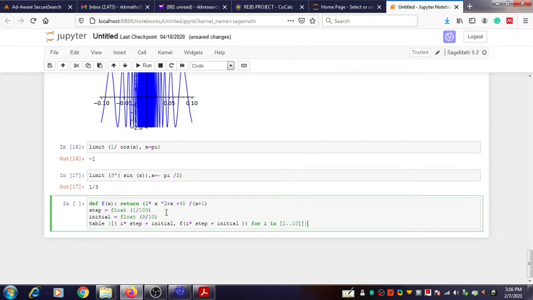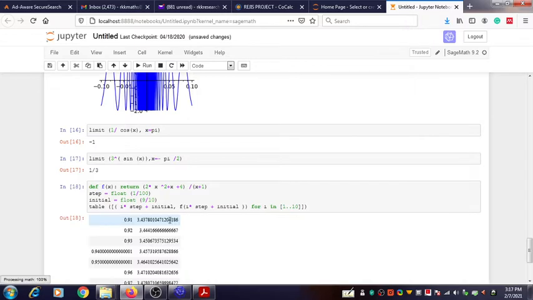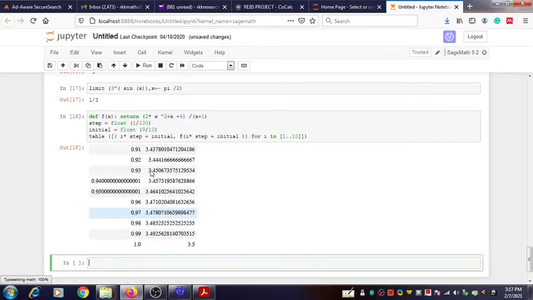For that you use Control and Enter together and wait for the output to come. It will take some time to calculate. Okay, you can see that the output is now displayed there. These are the values: x values from 0.91 to 1 at equal intervals are displayed, and then the corresponding function values are calculated.